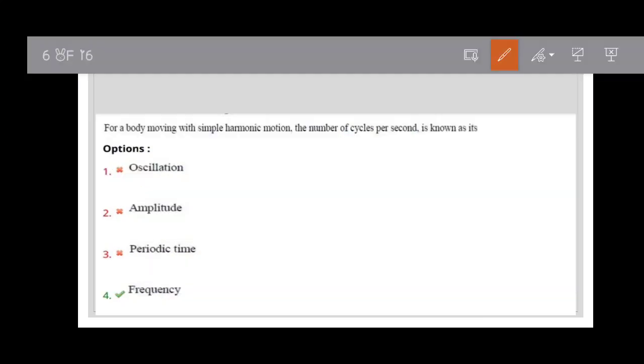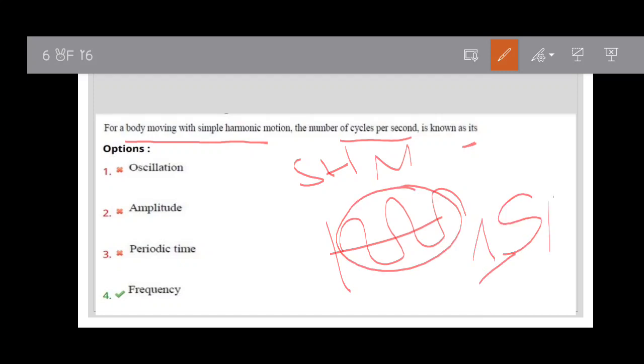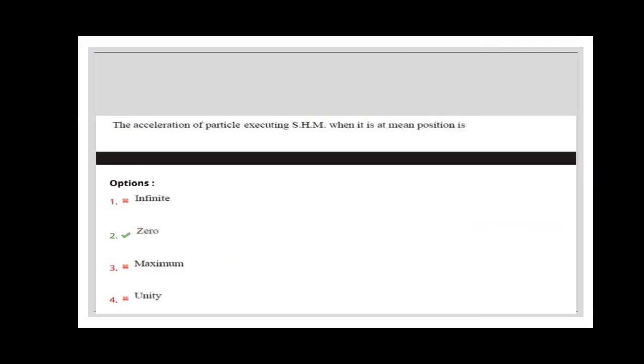Now next question, for a body moving in simple harmonic motion, SHM, the number of cycles per second is known as its, the number of cycles per 1 second is known as frequency. The answer is frequency.